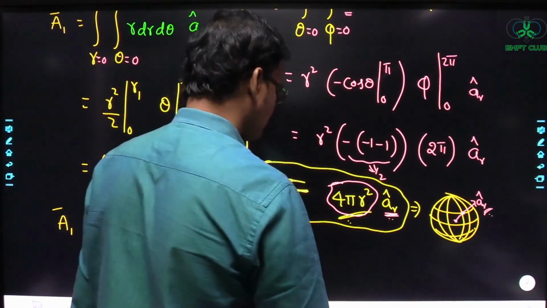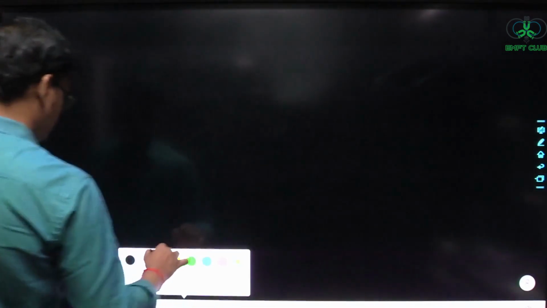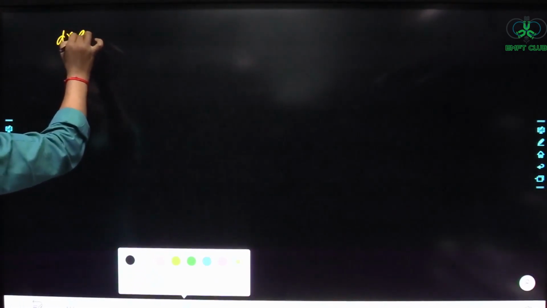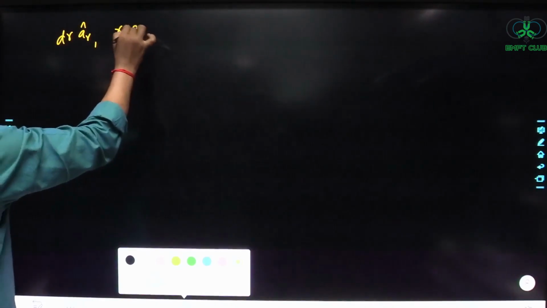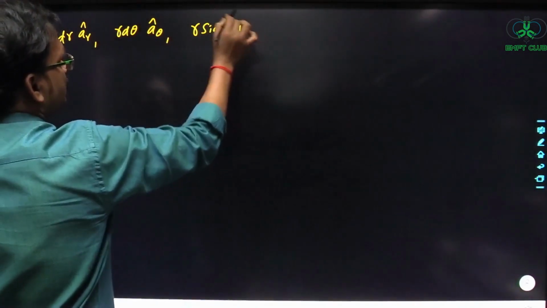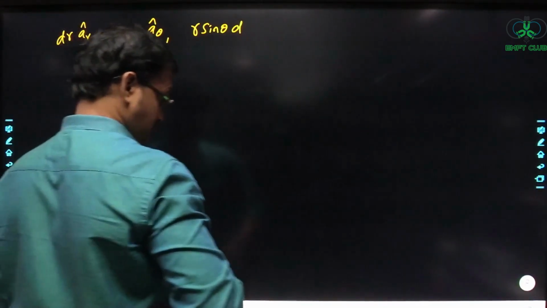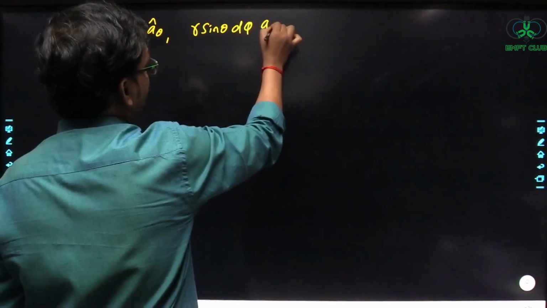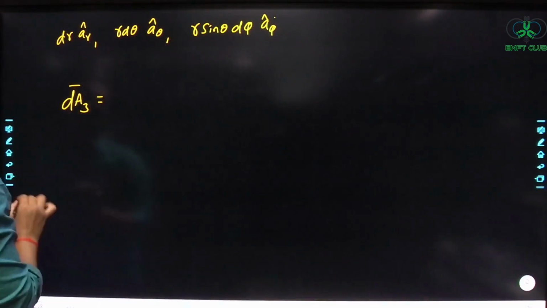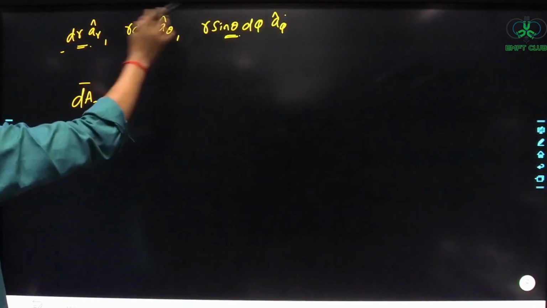Okay. Next, so another surface area, so that is A3. So what are the differential lengths here? dr AR cap, and r d theta A theta cap, and r sin theta d phi A phi cap, right? So next another differential area dA3 bar is equivalent to, so do the cross product between this differential length and this differential length, so that is A phi cap and AR cap.